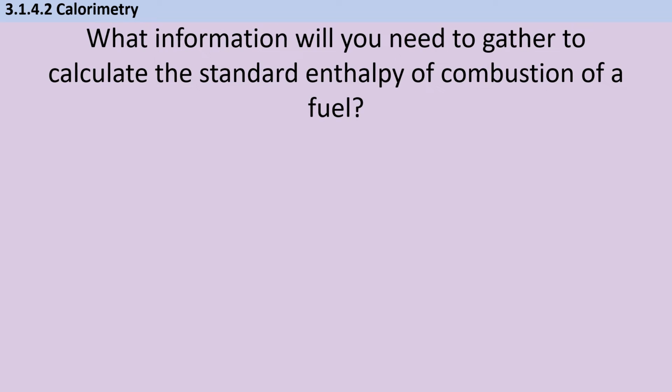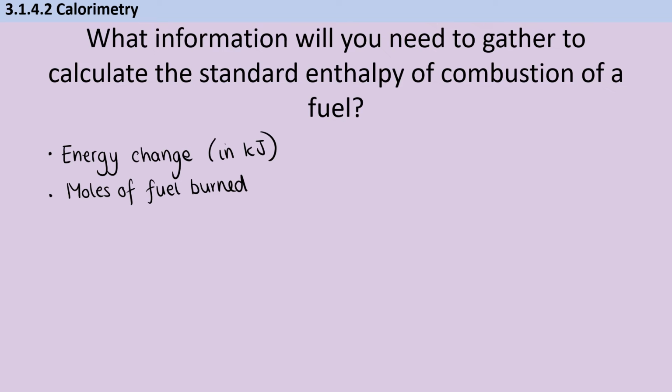The point of this practical is not just to calculate how much energy has been released, but to then use that information to estimate a value for standard enthalpy of combustion. So in order to do this, firstly, we are going to need to know the energy that's been released. And as we've discussed, this is initially going to be calculated in joules, but you're going to need to convert it to kilojoules. And then you're also going to need to know the moles of fuel that have been burned. And so we can work this out by weighing our spirit burner at the start and the end of the reaction, and then doing the mass change divided by the relative formula mass of that particular fuel.